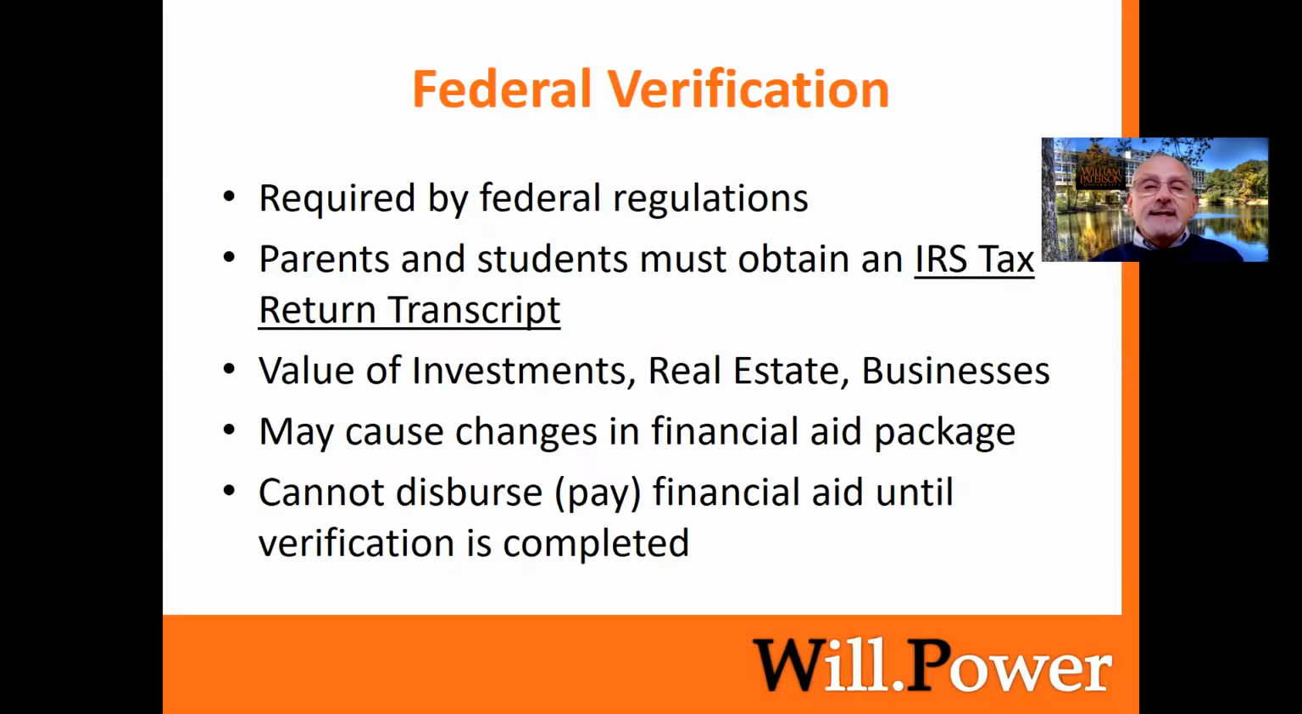Now, about 18% of all students are selected for federal verification. And these are federal rules that we as an institution must follow and help you resolve. So parents and students need to obtain an IRS tax return transcript and report the value of your investments, real estate, or businesses. This can change your financial aid package. Sometimes it can increase it, or sometimes it can decrease your financial aid package. But we cannot pay your financial aid until verification is completed.